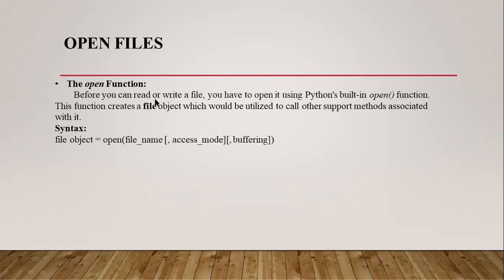Before performing the reading or writing operations, first we have to open the file. These are the different parameters in the file. The first one is the file name parameter, and the second one is the access mode, in which mode we are doing these operations on that particular file, and the buffering concept.